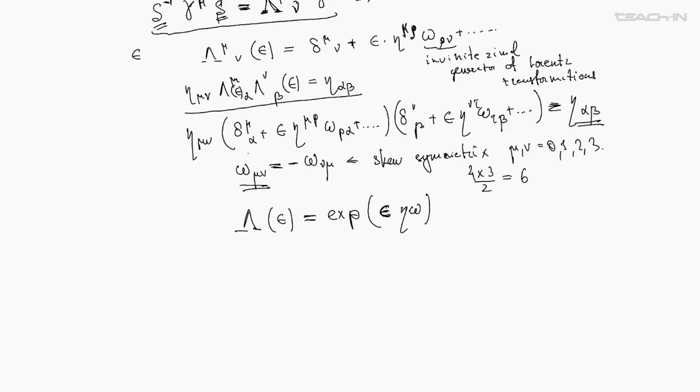And by ηω, I simply mean a matrix. So by definition, this matrix with indices μ and ν is the one which I have already introduced: η^{μρ} ω_{ρν}. So this is a one-parametric subgroup of a Lorentz group.